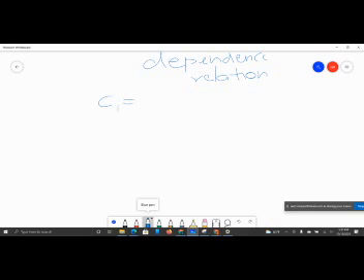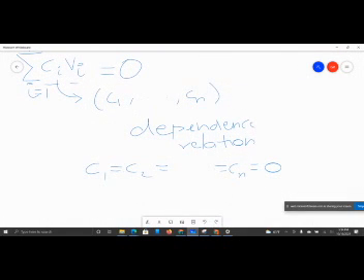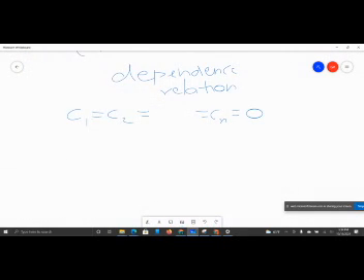One of them is where every single coefficient up to Cn is equal to 0. This satisfies our dependence relation equation, because if you multiply all vectors by 0, you're going to get 0. The thing is that this is not actually very significant. This is true of any vector. It doesn't tell us anything about the vector at all. So we call this a trivial dependence relation.